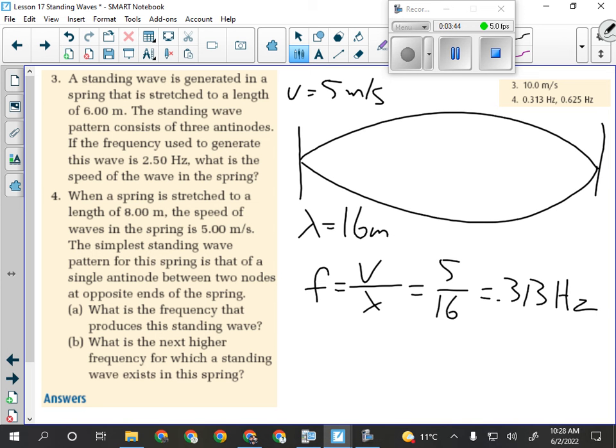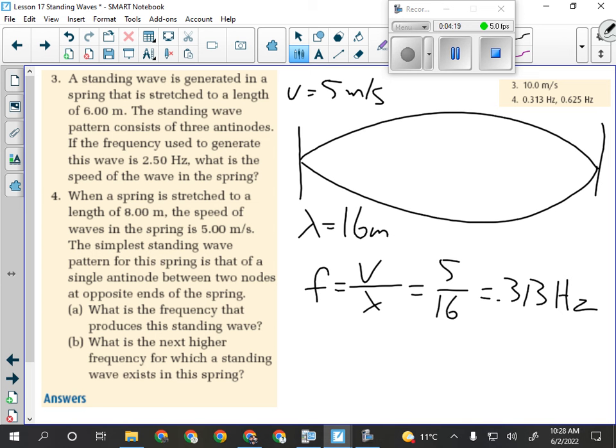Now what a lot of people do when we're just starting out with standing wave questions is they do a lot more work than necessary for the next question. They redraw the diagram and all that kind of stuff, but they don't have to. That's f1. f2 is how many times bigger than that? 2. That's the next frequency you would get, so you just multiply that by 2 and you get 0.625. Because it's actually 0.3125 when you do the calculation. Everybody okay with that?